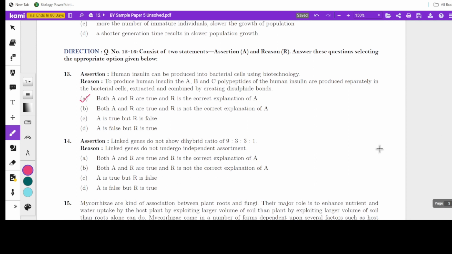Linked genes do not show the dihybrid ratio of 9:3:1. Yes, they do not show this dihybrid ratio. Linked genes show a different ratio, because linked genes do not undergo independent assortment. Yes, they do not undergo it. So both A and R are true, and R is the correct explanation here. They do not undergo independent assortment because when they are linked, when they are closely arranged, the chances of independent assortment are less. When they are placed at distant loci in a chromosome, the chances for independent assortment are more.